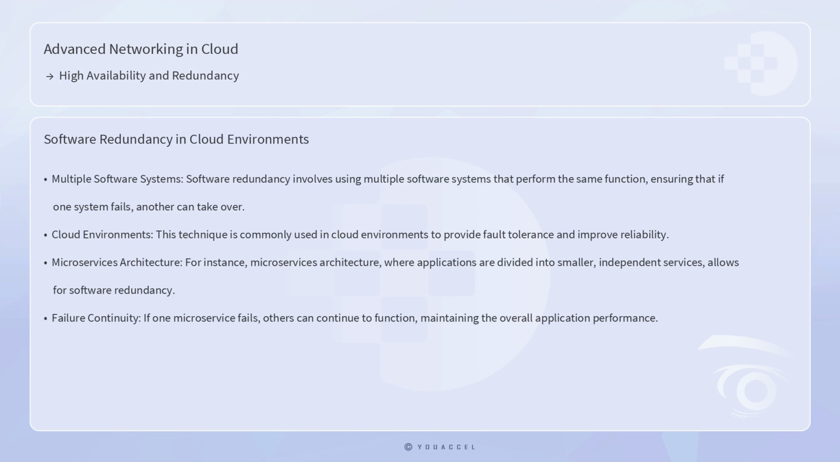Software redundancy involves using multiple software systems that perform the same function, ensuring that if one system fails, another can take over. This technique is commonly used in cloud environments to provide fault tolerance and improve reliability. For instance, microservices architecture, where applications are divided into smaller, independent services, allows for software redundancy. If one microservice fails, others can continue to function, maintaining the overall application performance.